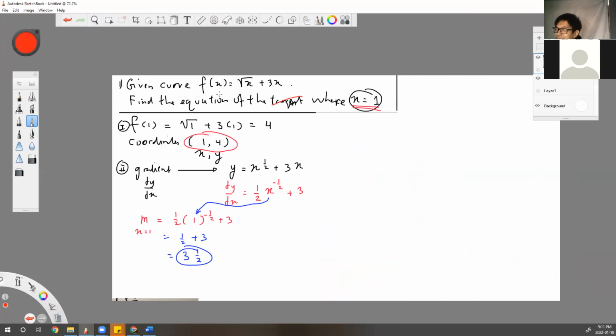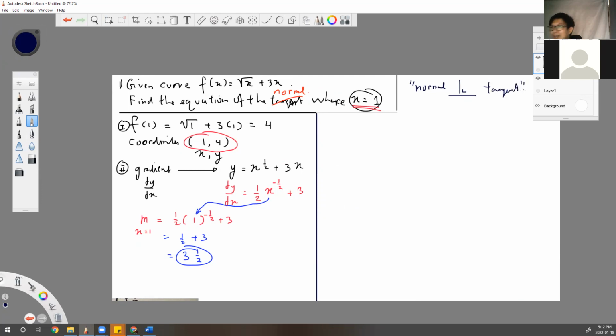Here, instead of the tangent, I changed the question to the normal. So do you know what a normal line is? What do you know about normal lines, Vicky? Just let me know. What is a normal line? It's perpendicular to the tangent, a straight line. Normal is always perpendicular, 90 degrees to the tangent.